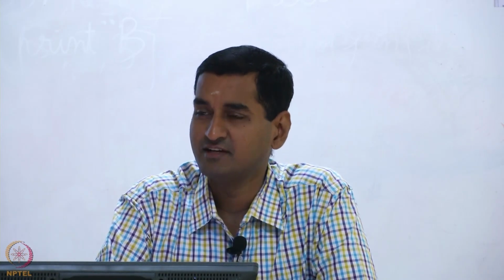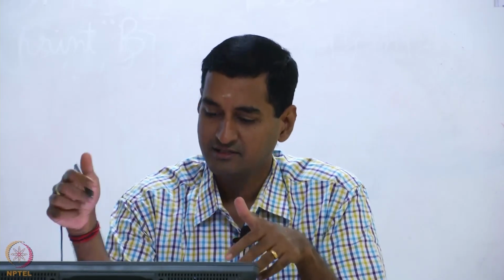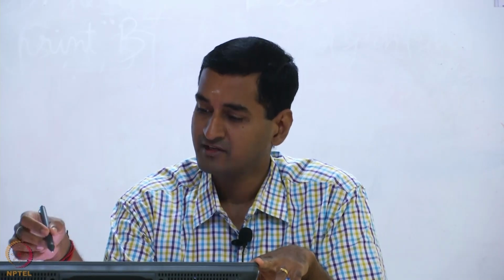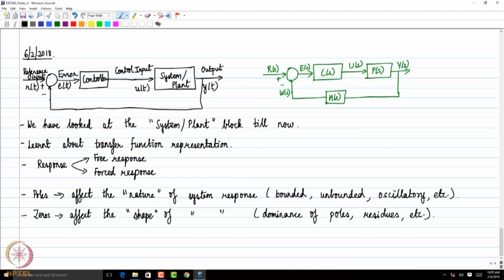Okay, so let's get started. What I have just written down here is, in a nutshell, what we have been looking at. We started off with this block diagram of the negative feedback closed loop control system, and essentially we discussed the big picture perspective. And the first block that we started looking at was the system or the plant block.